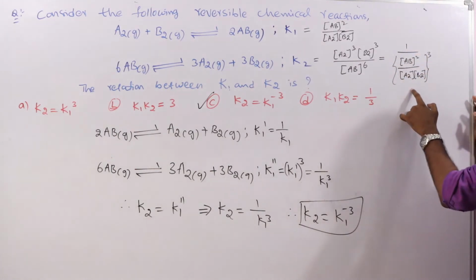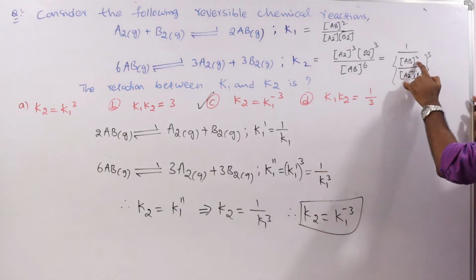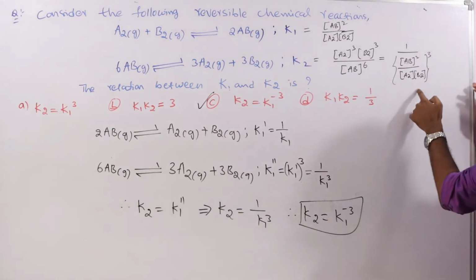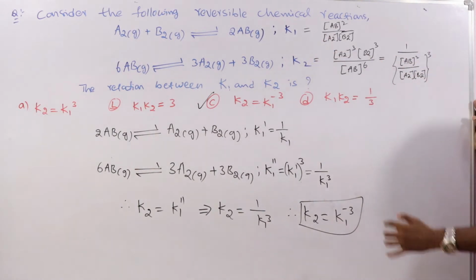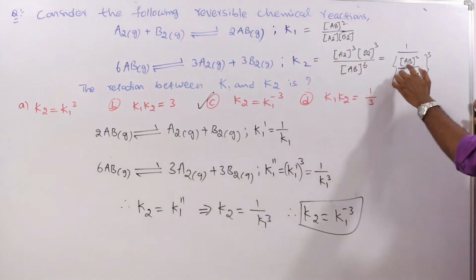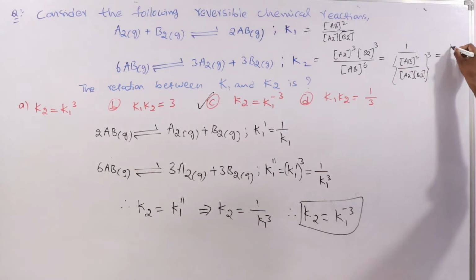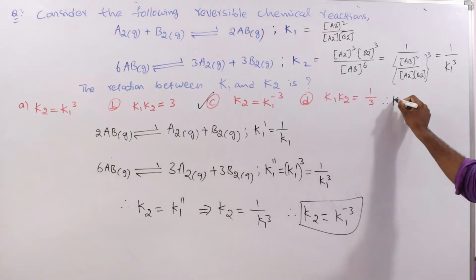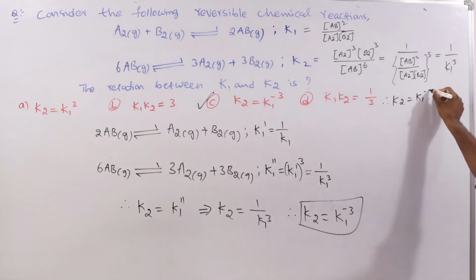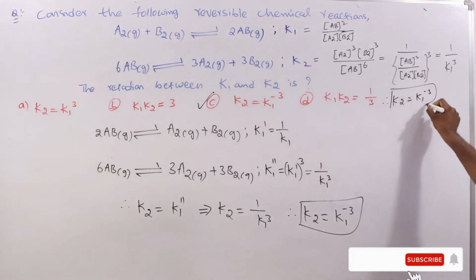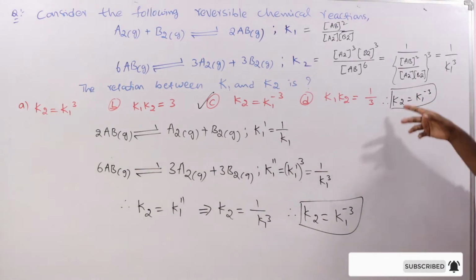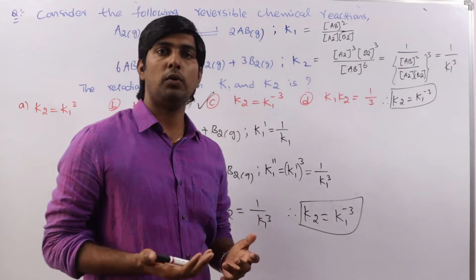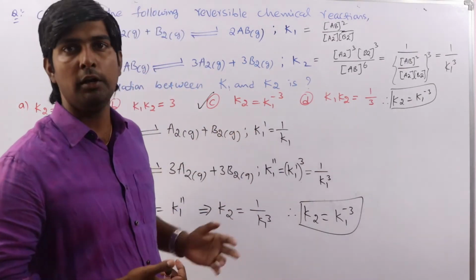And that we rearrange again as concentration of AB whole square by concentration of A2 into B2, whole power 3. If you observe this, this is nothing but the K1 expression. Yes or no? AB whole power 2 by A2 into B2, here also the same. So here we can write 1 by K1 power 3. Therefore K2 is equal to K1 power minus 3. Whatever method we follow, we get the same result. Whichever you feel is easy, you can proceed with that.